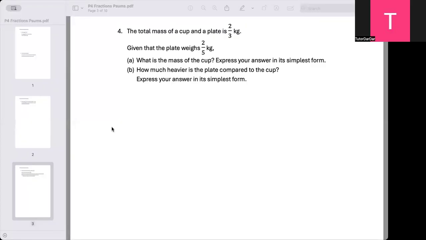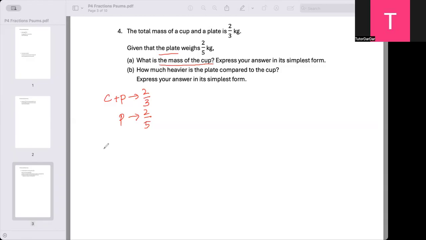Next question. The total mass of a cup and a plate is 2/3 kg. So what do we do? Cup plus plate is 2/3. Given that the plate weighs 2/5 kg, so plate is 2/5. A, what is the mass of the cup?